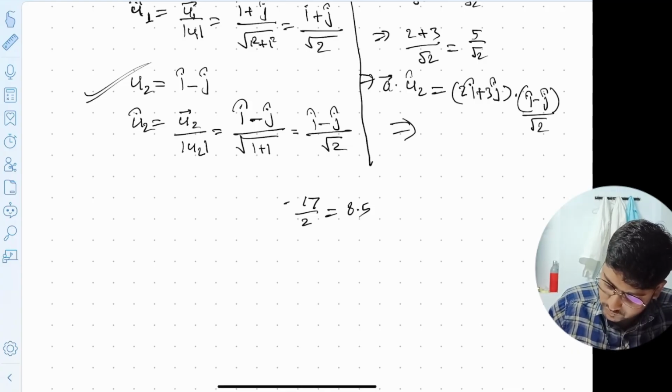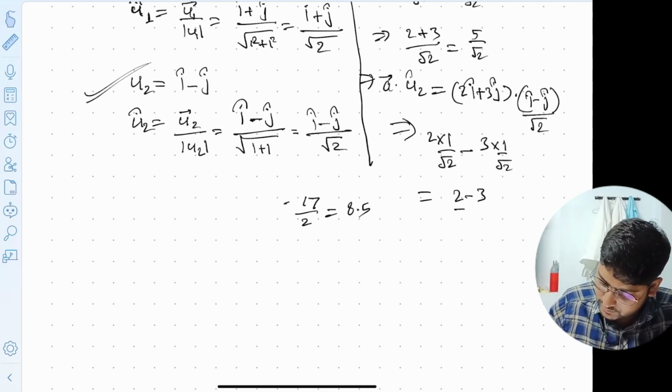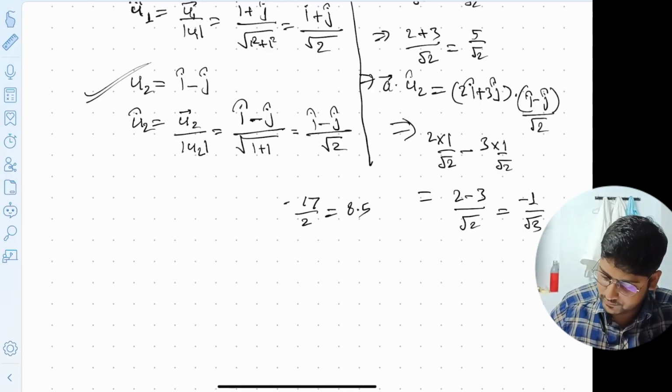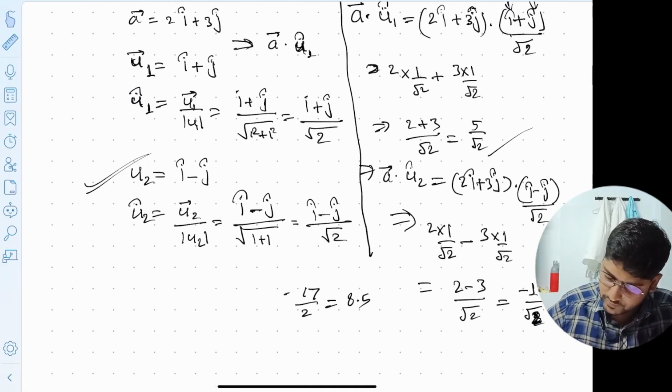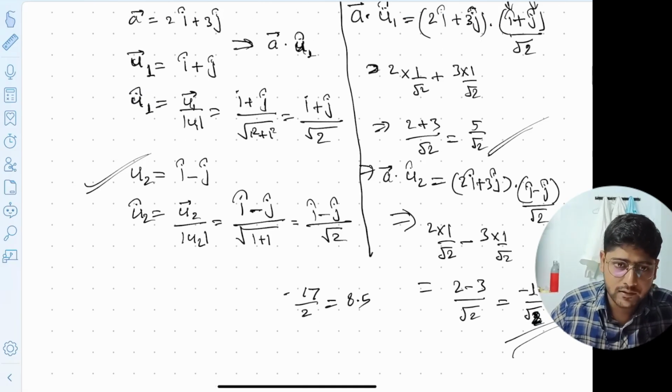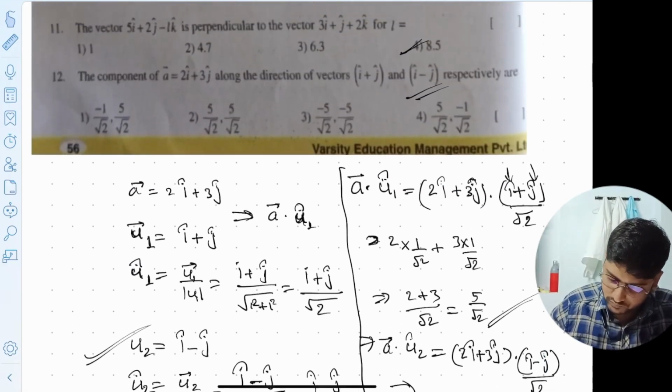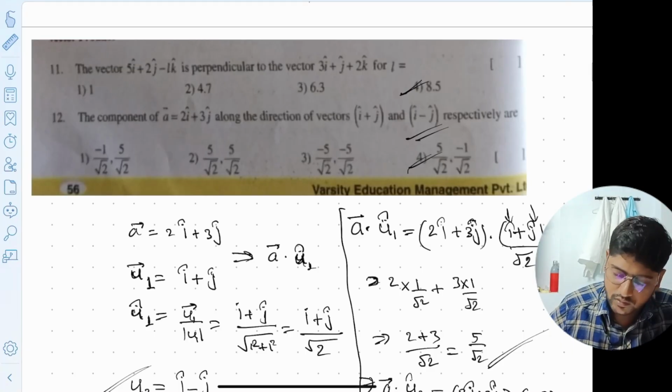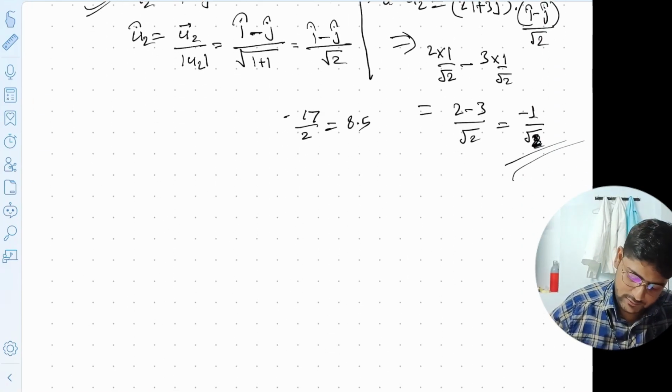So it will be equal to 2 into 1 by root 2 minus 3 into 1 by root 2, which implies 2 minus 3 by root 2 equals minus 1 by root 2. So one is 5 by root 2, other is minus 1 by root 2. So 5 by root 2 and minus 1 by root 2, those are the answers.